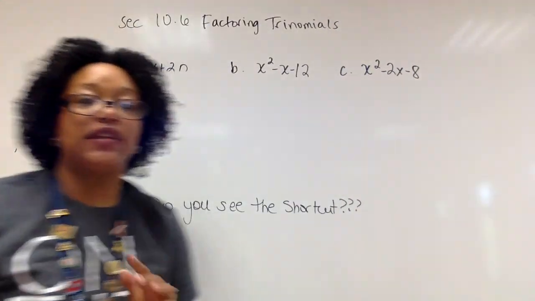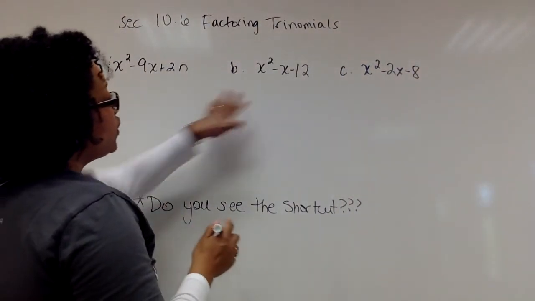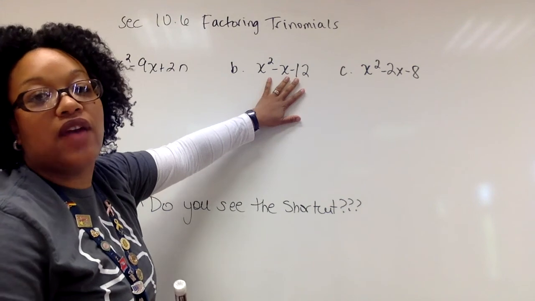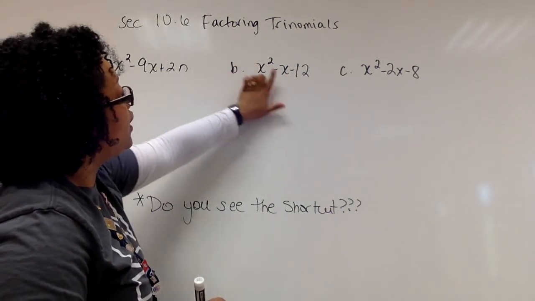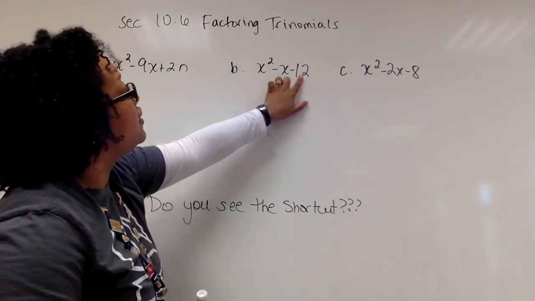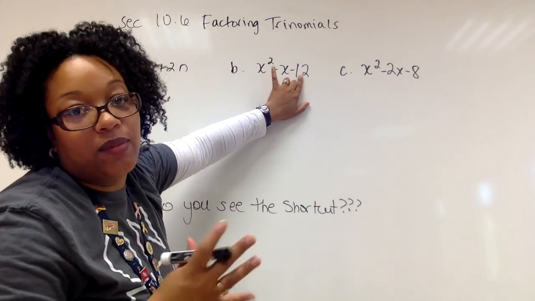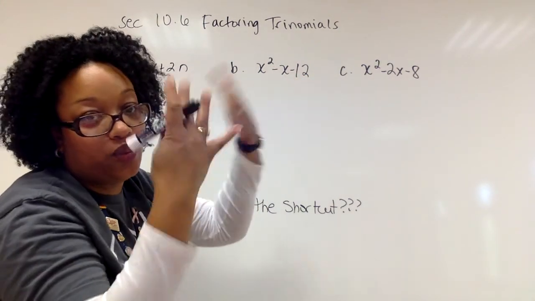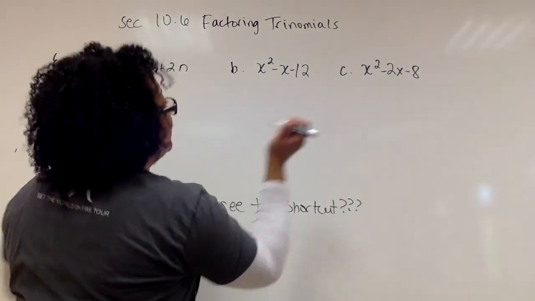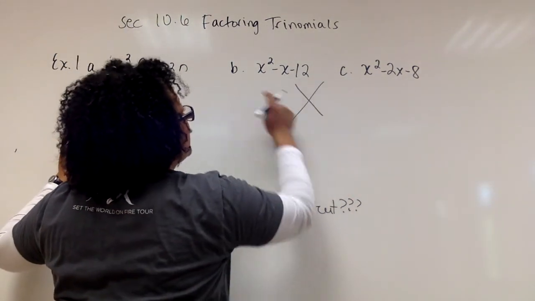Okay, let's move on to letter B, where we first check to see if we have a GCF. You have A is 1, B is -1, C is -12. The GCF is 1 between 1, 1, and 12. So we took care of the first step. Let's get to our magic X.